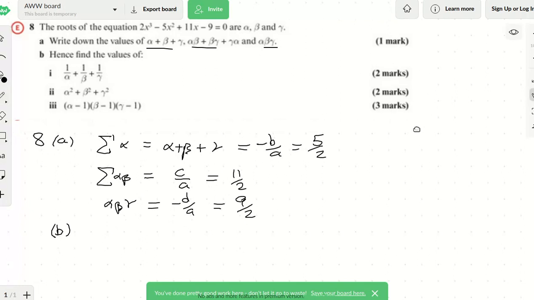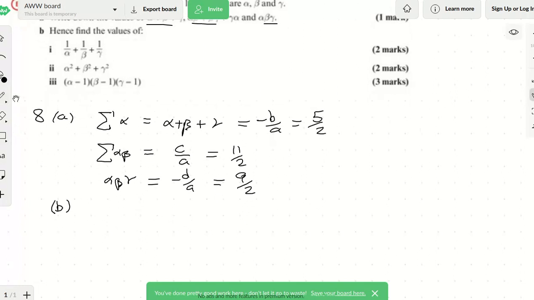Okay, how are we going to do part B? Well, let's have a look at this first one. It says, oh, hence find the reciprocal roots. How are you going to do that? Well, if you look at this, what would happen if we tried to add all those fractions together? We'd need a common denominator, which will be them all times together. And then we'd have that one times beta and gamma, that one times alpha and gamma, and that last one would be times alpha and beta.